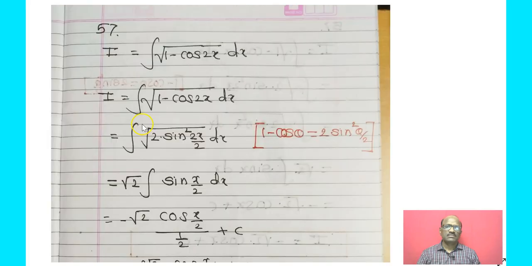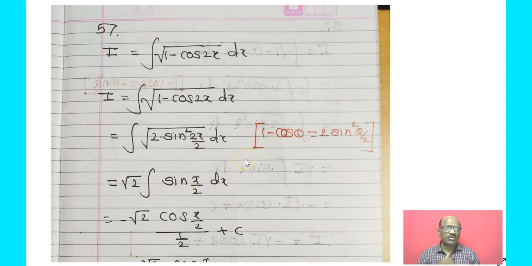Now next, I is equal to the integral of root of 1 minus cos 2x. Now there is one more formula: 1 minus cos theta is equal to 2 sin square theta by 2. That is, I is equal to the integral of root of 1 minus cos 2x, that is, under root of 2 sin square 2x upon 2 into dx. These 2 get cancelled. Therefore, root 2 sin of x by 2 into dx. Square and root get cancelled. This becomes root 2 sin of x by 2 dx.